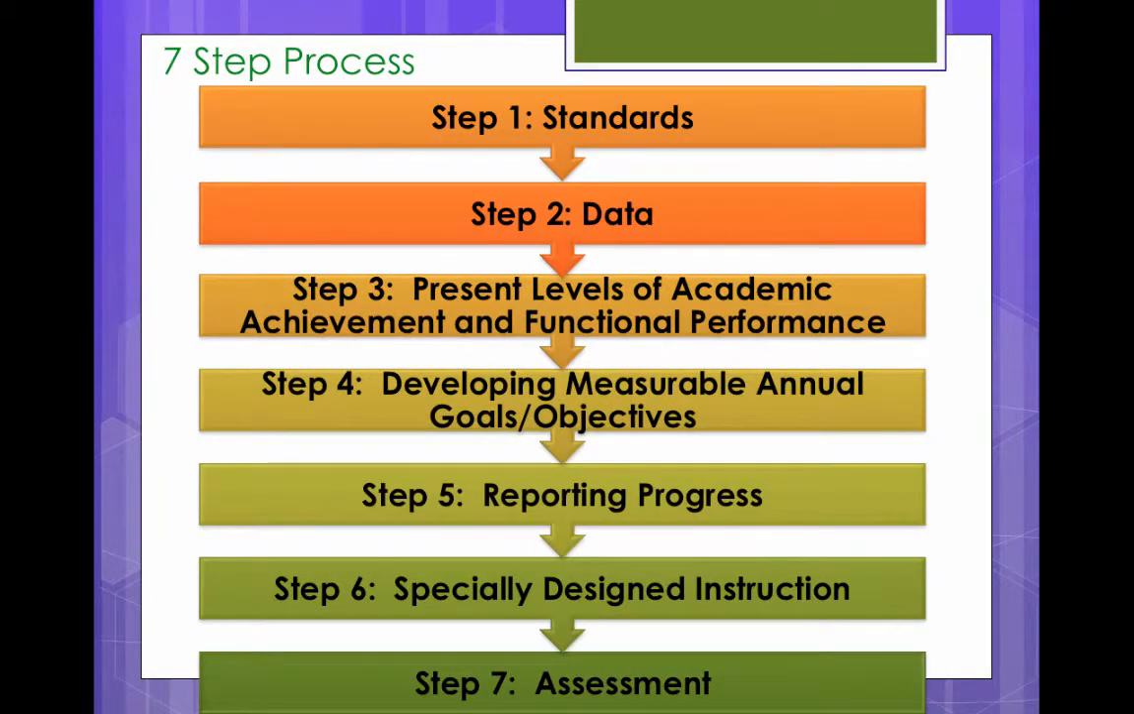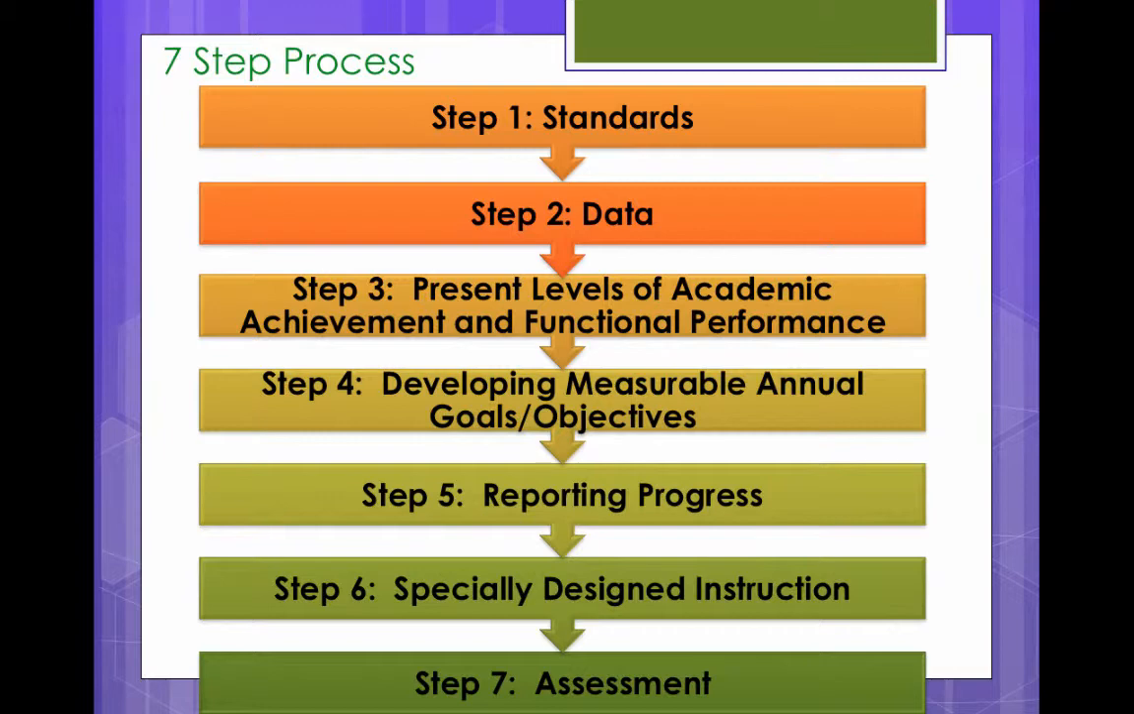So the first step in developing your IEP is figuring out what standards you're going to be working on. Find out what academic areas the student is going to be learning, and include the standards so that you know what areas you're going to be working toward. What data do you have that gives you information about the student and their levels of performance? You might have evaluation data, you might have classroom data.